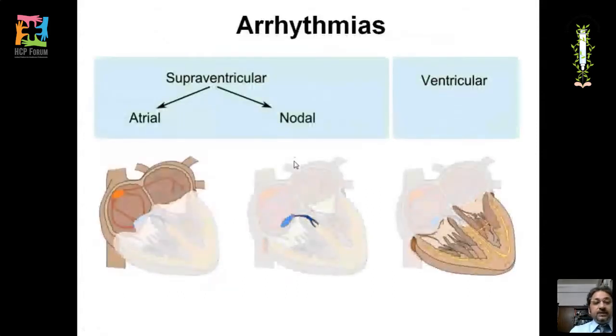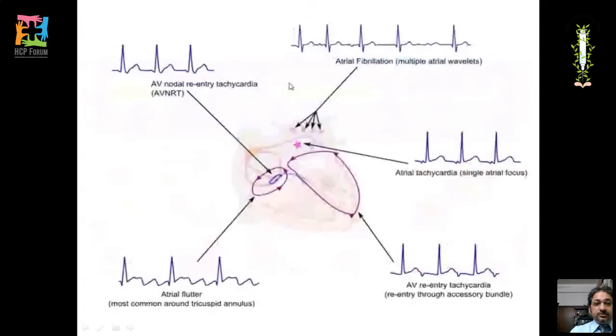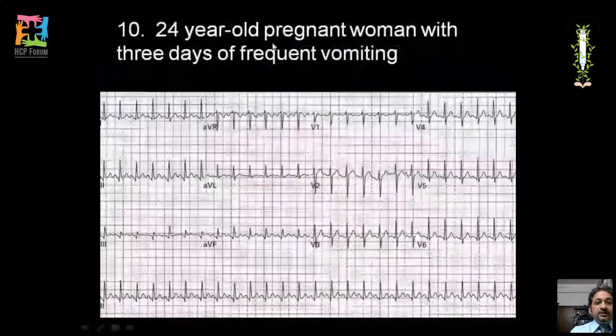So the arrhythmias: supraventricular can be atrial or nodal, and then the ventricular arrhythmias. These are the types of supraventricular arrhythmias, as I discussed: atrial fibrillation, AV nodal reentrant tachycardia, atrial flutter, and all those. Coming to the next ECG, it is a 24-year-old pregnant woman with 3 days of frequent vomiting.